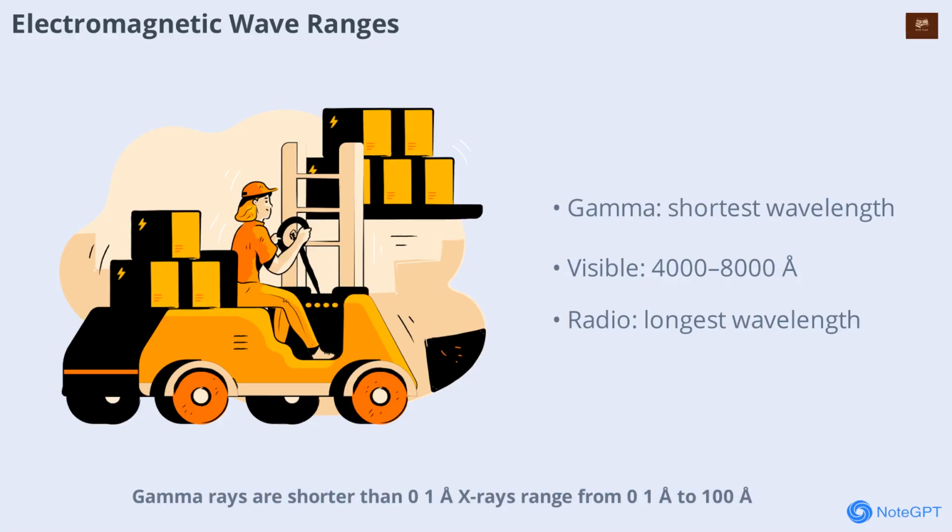X-rays range from 0.1 Å to 100 Å. Ultraviolet from 100 Å to 4000 Å. Visible light from 4000 Å to 8000 Å. Infrared from 8000 Å to 10^7 Å. Microwaves from 10^7 Å to 10^11 Å, and radio waves are above 10^11 Å.